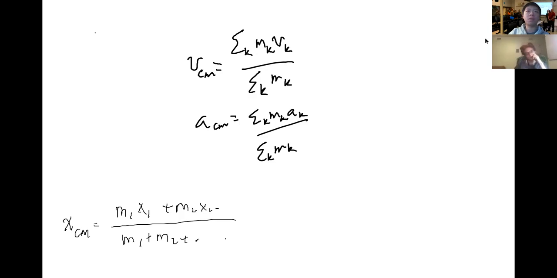I think you can factor out the M1s. You can't really factor because this is M1, this is M2, right? So it's the sum of MK, XK, where the index is K. So each M and each X is different, right? But then what you can do is you can split up the fraction, right?